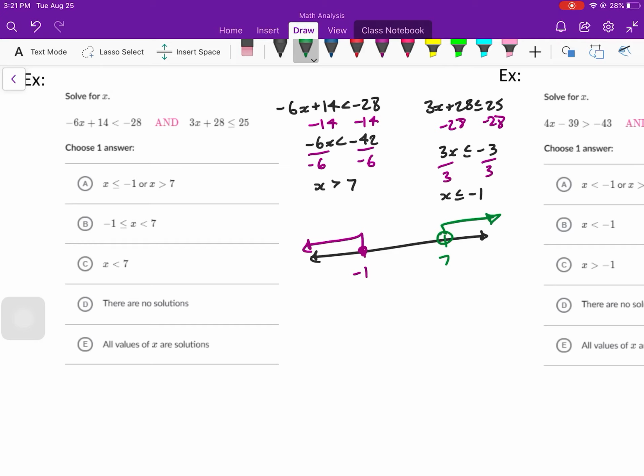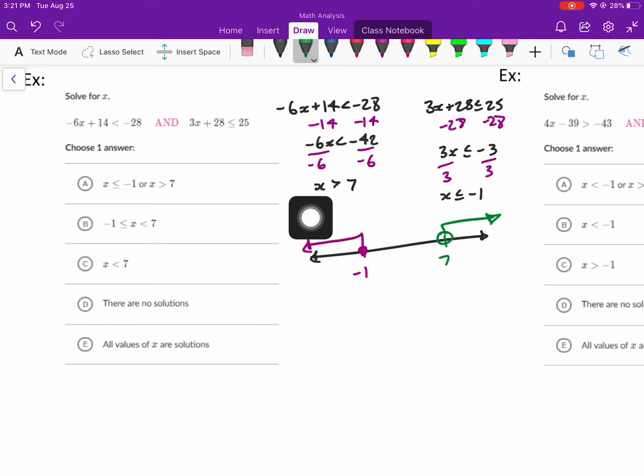Now it has to be a number that satisfies both of these. That would be our solution. But is that even possible? So if you think about that, negative 2. Is negative 2 less than negative 1? Yes. But is it also greater than 7? No. So it can't satisfy both of these.